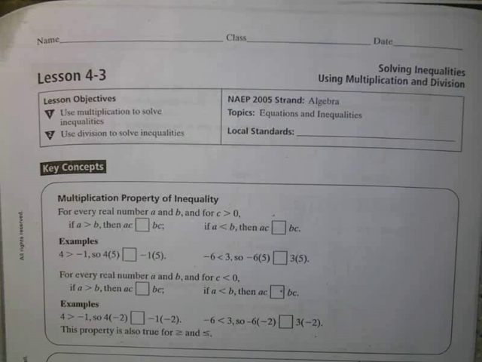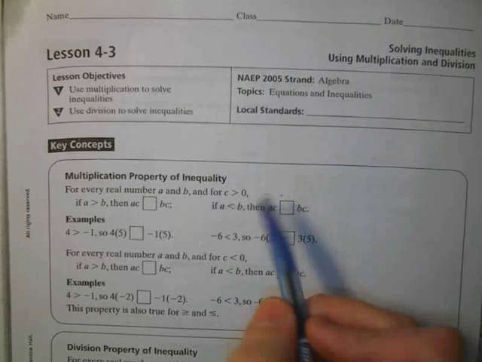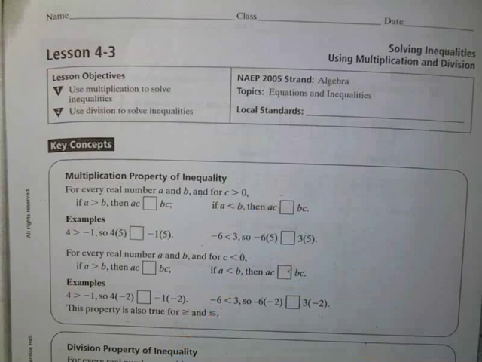This is for my algebra class, lesson 4-3, solving inequalities using multiplication and division. So we want to use multiplication to solve inequalities and division to solve inequalities. We have these two key concepts to go over. We'll also want to pay attention to the difference when C is greater than 0 or C is less than 0. Okay, so we will need to pay careful attention to that as we go through.